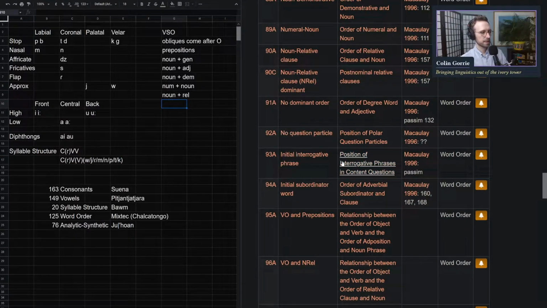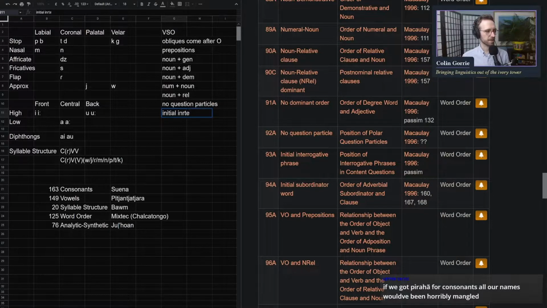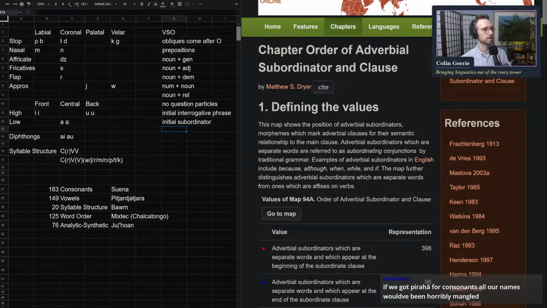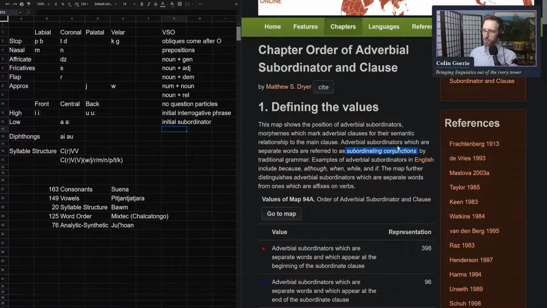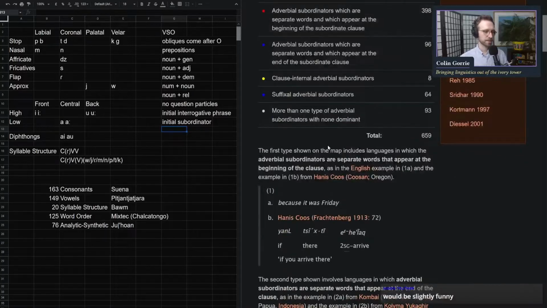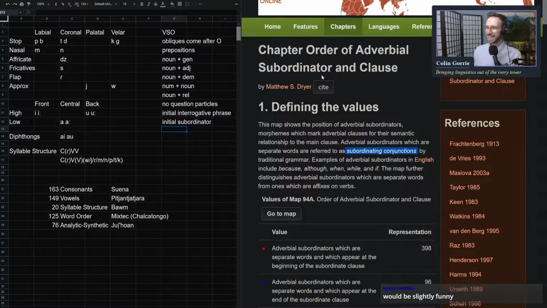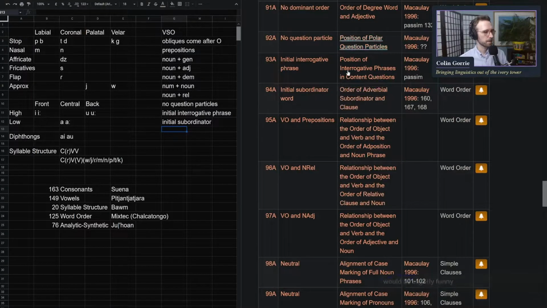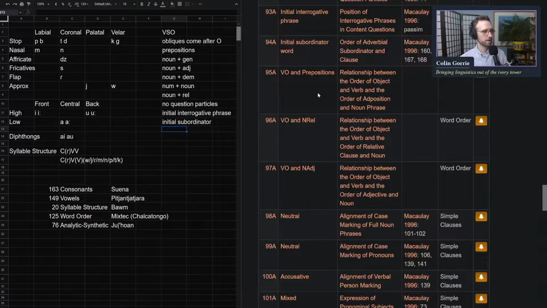And let's see. No question particles. Initial interrogative phrases. Initial subordinator. And so this is referring to, what is this referring to? Yeah, so things that in traditional grammar we call subordinating conjunctions, which depending on your theory is going to be called something different. So they've given a very broad and general term here, adverbial subordinator. Great. So things like because or if. Fine. What else do we have? These are just combinations of other features, so we don't have to worry about them. Okay, so these are our word order features.